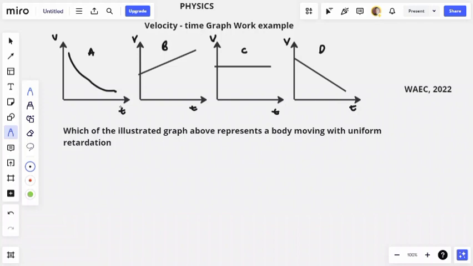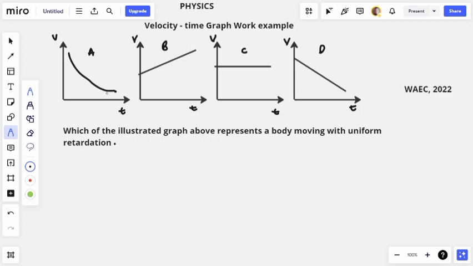This example question, WAEC 2022, is: which of the illustrated graphs above represents a body moving with uniform retardation? Retardation means deceleration or negative acceleration. So when it has to do with a velocity time graph, acceleration is a direct straight line graph in which increase in v corresponds with increase in t. So option B here represents acceleration.